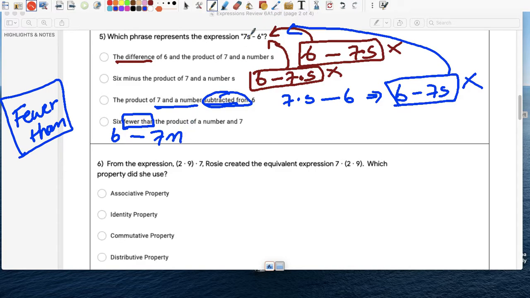Ellos están usando la letra S, they're using the letter X. Well, let's use the letter S too. So turn around, right? We switch, it becomes 7s minus 6. So the only one is this one. Okay, so it would be D.